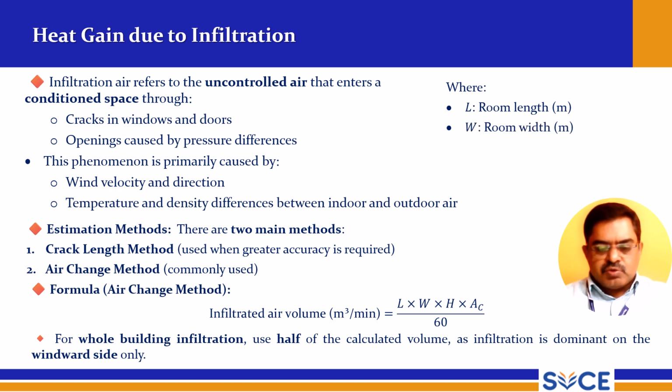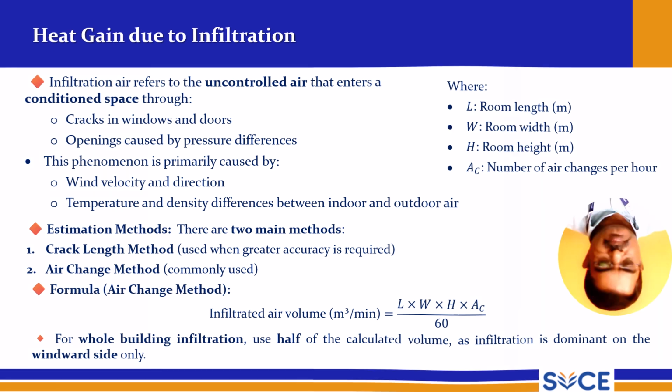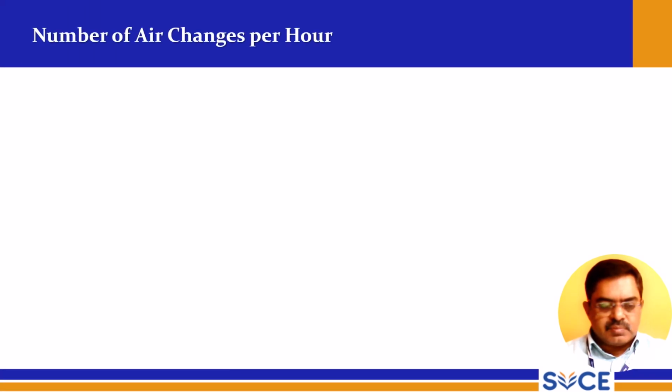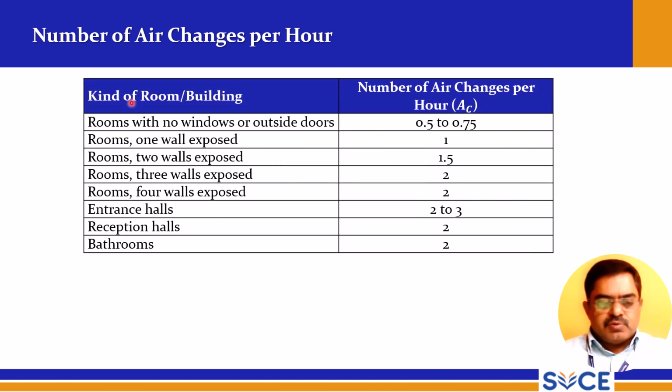Here, L is the room length, W is the room width, and H is the room height, and AC is the number of air changes per hour. So the number of air changes per hour, AC, depends on the kind of room or building. For rooms with no windows or outside doors, AC is 0.5 to 0.75.